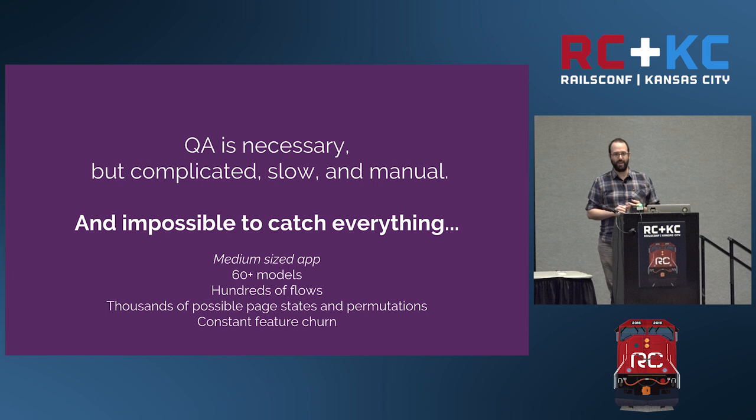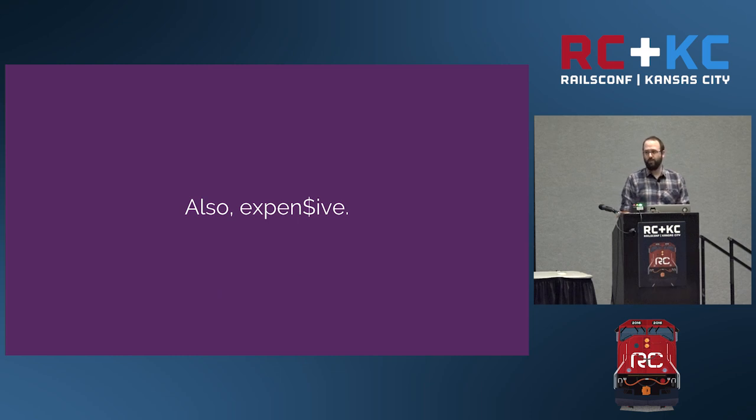Even in a medium-sized app with just tens of models, you can have hundreds of flows and thousands of possible page states and permutations and constant feature churn, right? There's a lot of development happening in these apps, and you can't catch all of this stuff all the time. So it's also very expensive, right? With QA, you're spending manual, human, often engineering hours paying for fixing these kinds of visual regressions.